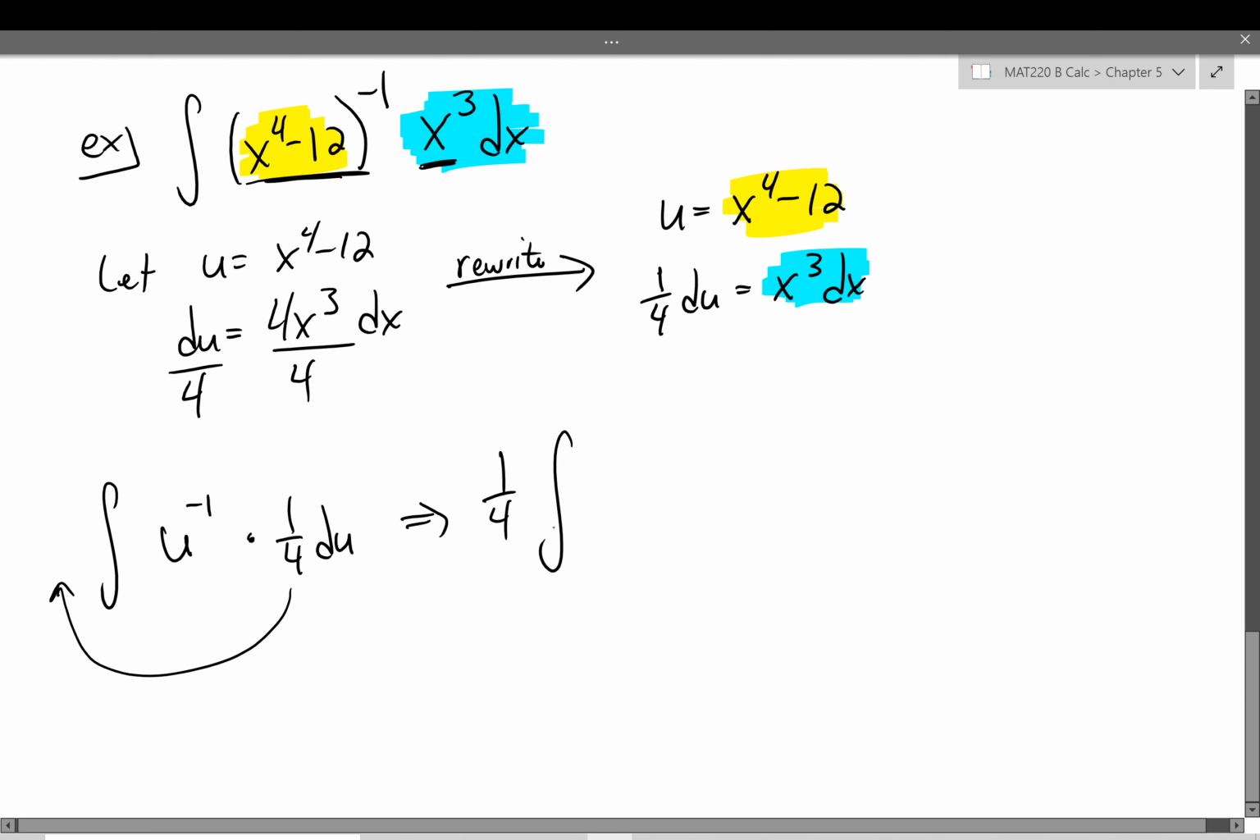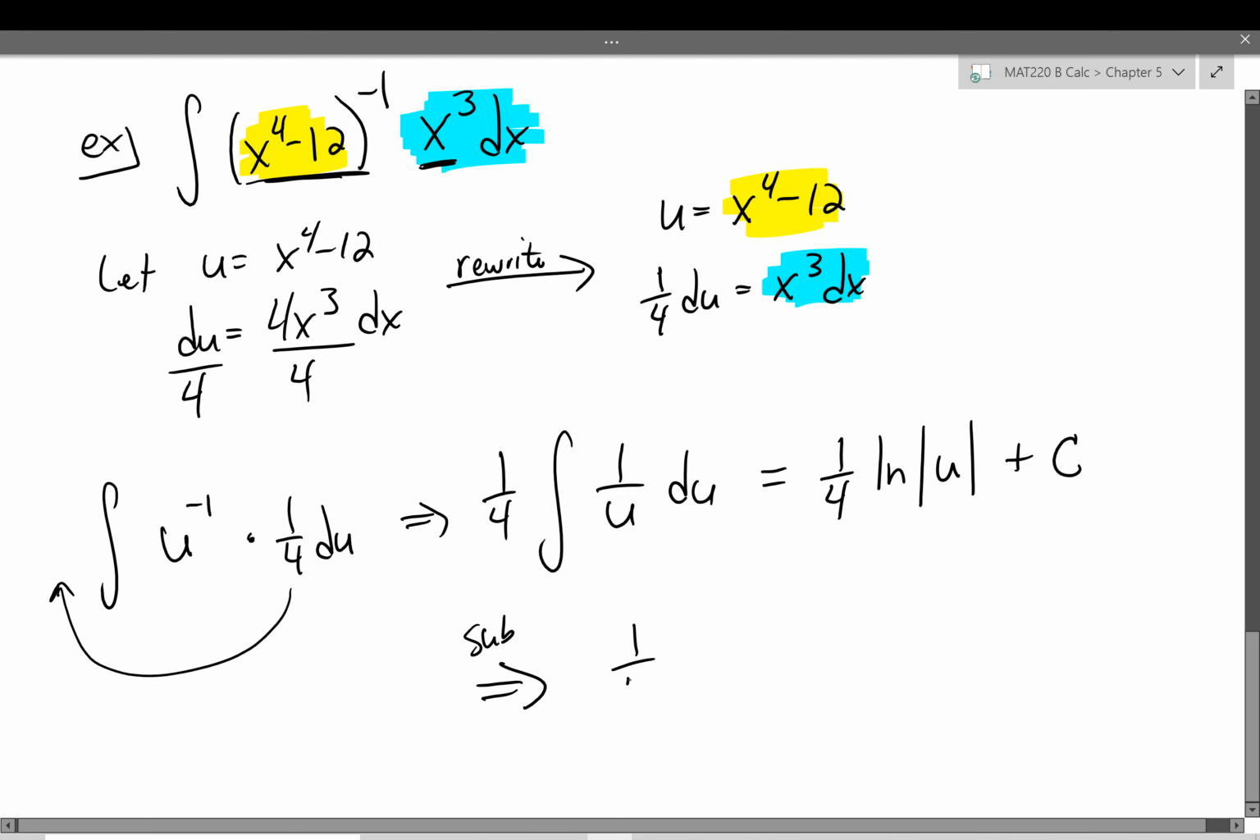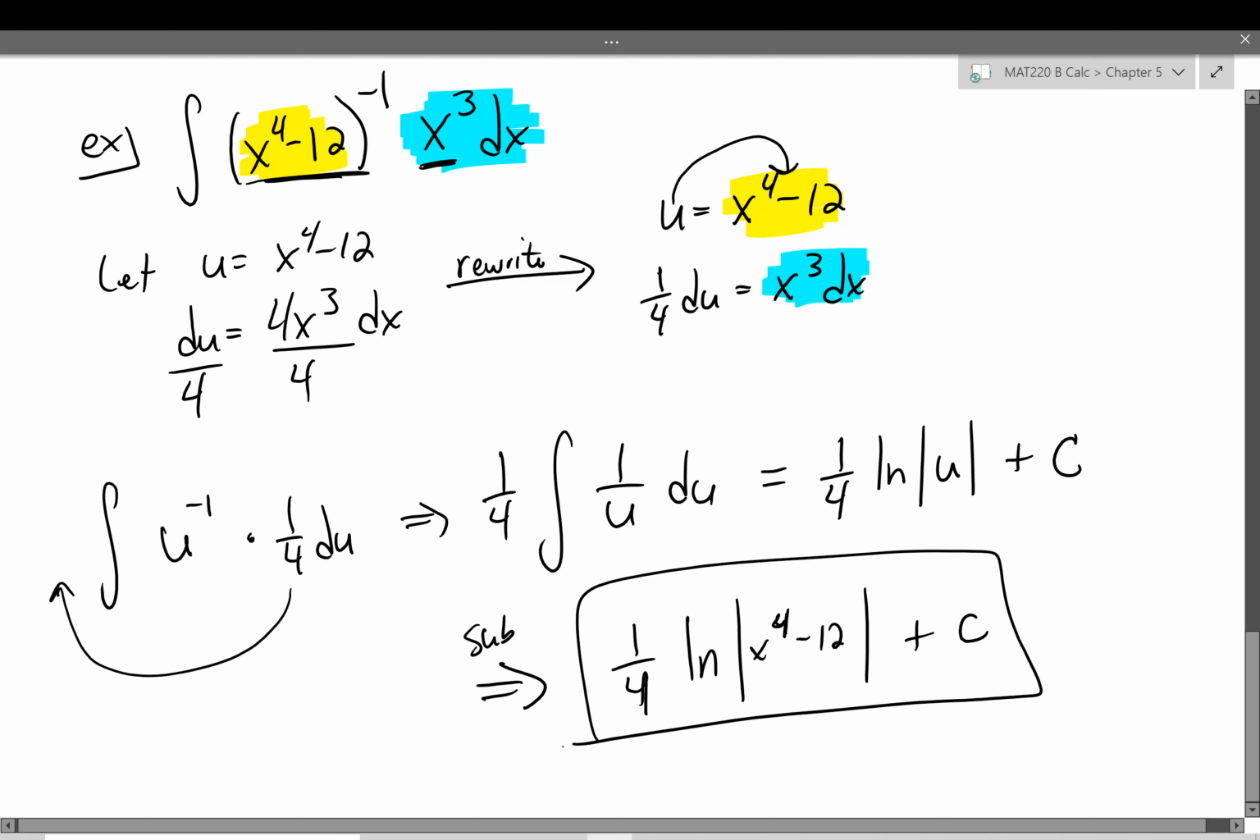And we know that u to the negative 1 is really 1 over u du. And what's the integral of 1 over u? Well, that's going to be 1/4 times the natural log of the absolute value of u plus c. And then I'm going to make my substitution again. Get my answer back in the letter x. 1/4 natural log, u is x to the fourth minus 12. So it's 1/4 times the natural log of the absolute value of x to the fourth minus 12 plus c. Okay?